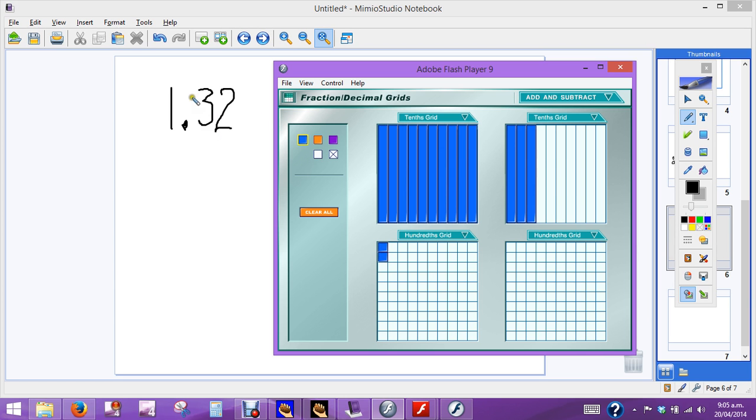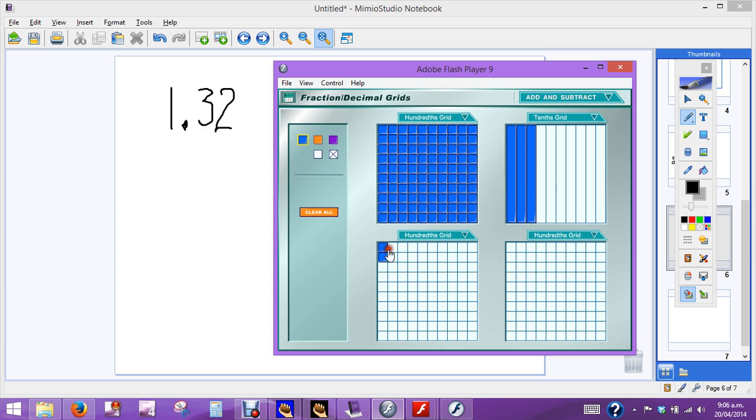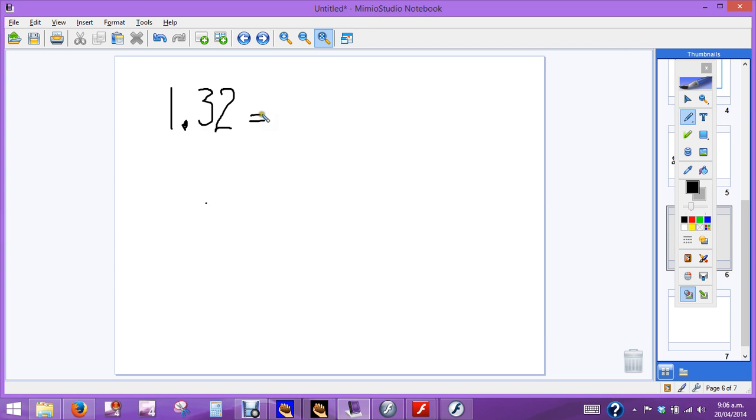Now if I look at that number, I can see that there are 2 hundredths there, but in the tenths grid, there are also 10, 20, 30 hundredths there. Okay, and in my whole unit, I have got 100 hundredths. Let's show that as a hundredths grid. If I coloured them all in, 10, 20, 30, 40, 50, 60, 80, 90, I've got 100 there, I've got 30 there, and I've got 2 there. So 1.32 can be written as 132 hundredths.